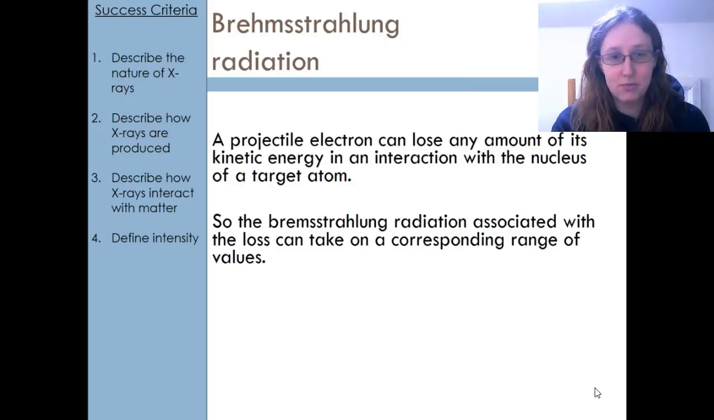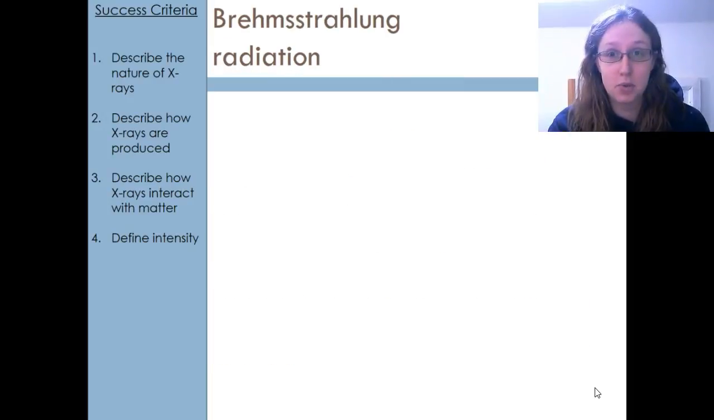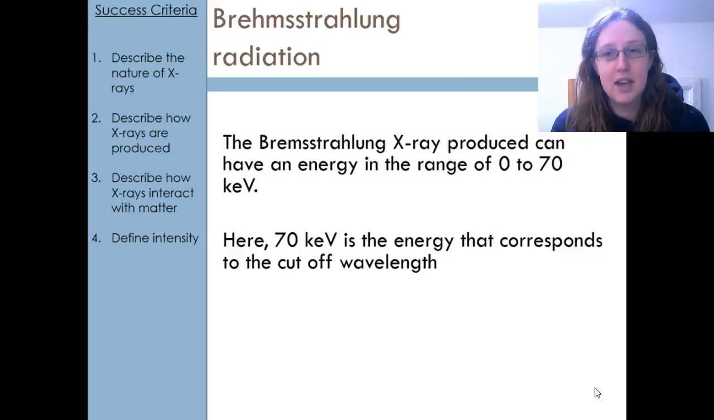So that gives me a range of values for the frequency or the wavelength of the X-rays that are given out. So for instance, if I have an electron with a kinetic energy of 70 keV, it could lose all of that, none of it, or anything in between through the Bremsstrahlung process. So that means that the X-ray could have anywhere between 0 and 70 keV. Here, 70 keV is the energy that would correspond to the cut-off wavelength.